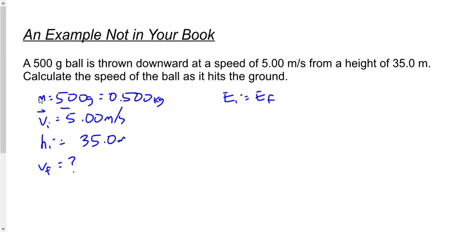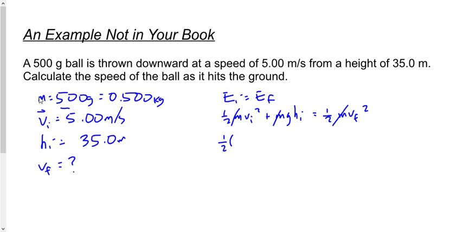EI equals EF. What kind of energy do we have at the beginning of this problem? Kinetic and potential energy because it's moving and it's got a height. When you're doing one of these problems, ask yourself at both points, the initial and the final, is it moving? The answer is yes, it's got kinetic. Is there a height? If the answer is yes, it's got gravitational potential. At the end of the problem, as it hits the ground, it's got kinetic energy. We can cancel out the mass because it appears in every term.